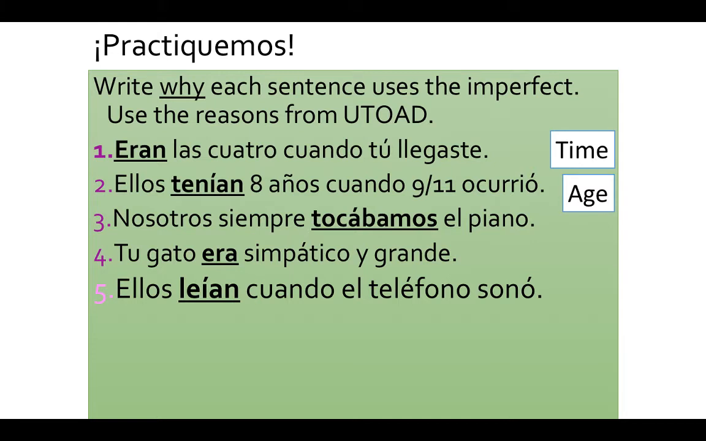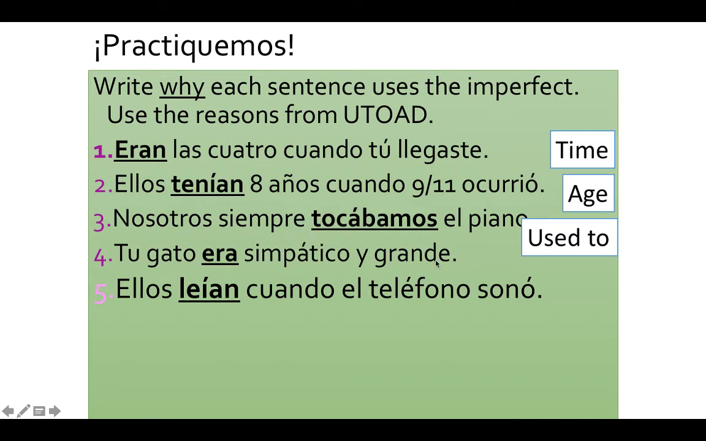Number 3. Nosotros siempre tocábamos el piano. So we always used to play the piano. There's a few different reasons why you might say this. On my paper, I said used to because that's how it's translated. Remember that siempre also is a trigger word for the imperfect. Siempre, nunca, todos los días, all those things are usually trigger words.